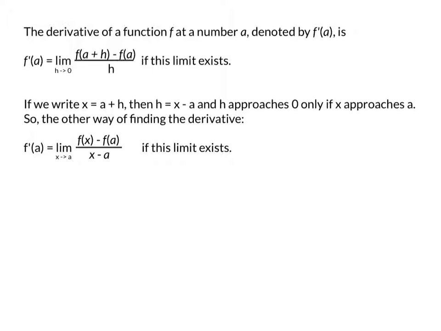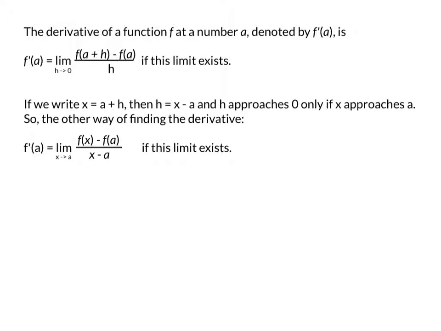So the derivative of our function f, noted here and read as f prime of a, that little apostrophe is read as prime. So we're denoting our derivative with that prime. We're finding our derivative at the number a. And that's equal to the limit as h approaches 0 of the function f of a plus h minus f of a, all over h, if that limit actually exists.